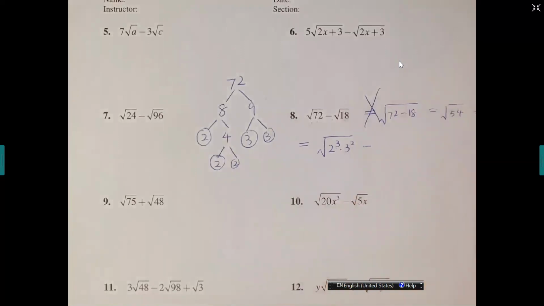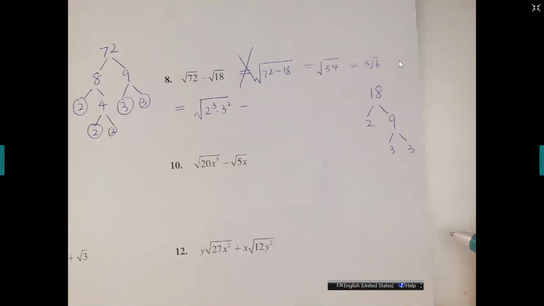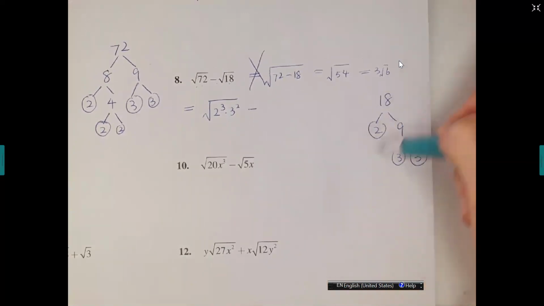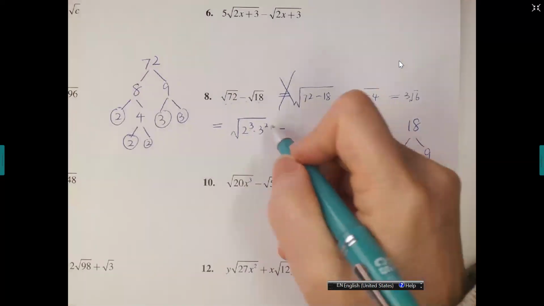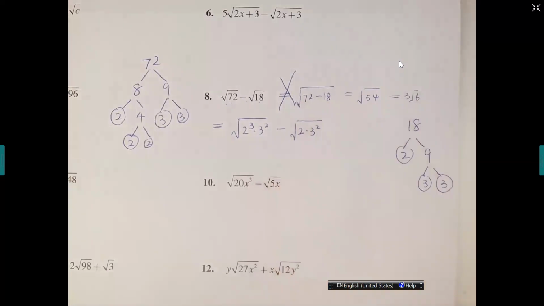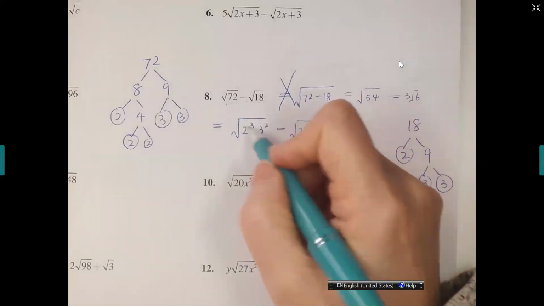Minus, what is 18? Same thing, 18 equals 2 times 9. 9 equals 3 times 3. So 2, 3, 3, that is the end, prime numbers. So 18 equals 2 times 3 times 3, 3 squared. Don't touch the subtraction part yet. Work on each term, then simplify.